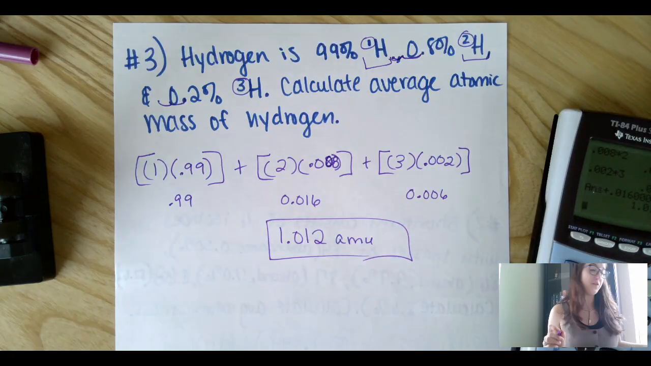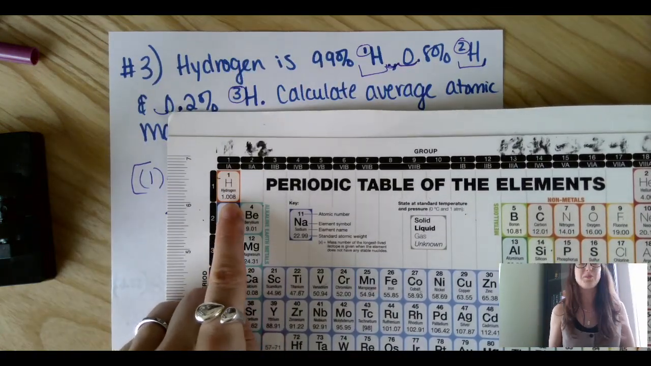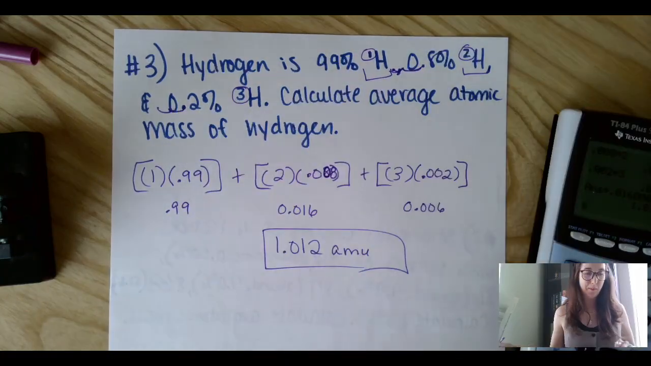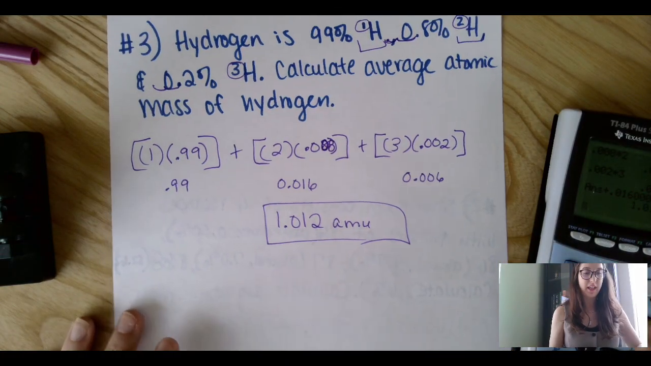Again, that should match very close to the mass on the periodic table, and it is pretty close. 1.008 is the periodic table mass. We calculated 1.012, so very close. That's a good thing.